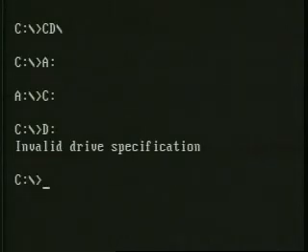Again, at the C prompt, DOS is waiting for us to give it a command. Usually you would be starting some kind of program like a word processor here. But this lesson is about learning what DOS does, so let's take a look at some DOS commands.